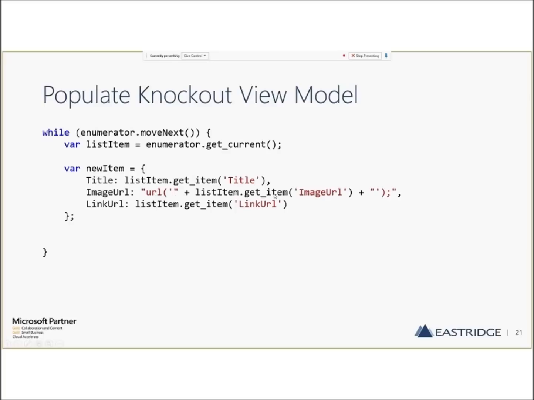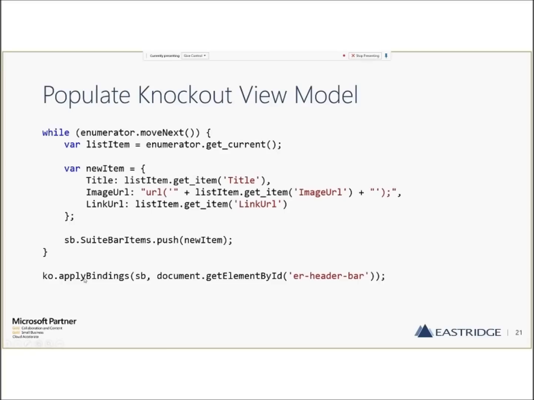But the main thing to focus on here is we're just getting the field properties, get item, get item, get item. And then for every new item that we create, we push it into that sweepbar items observable array that you saw in a previous slide. But nothing happens until we call apply bindings. So this allows us to query and then initialize our arrays all in advance.